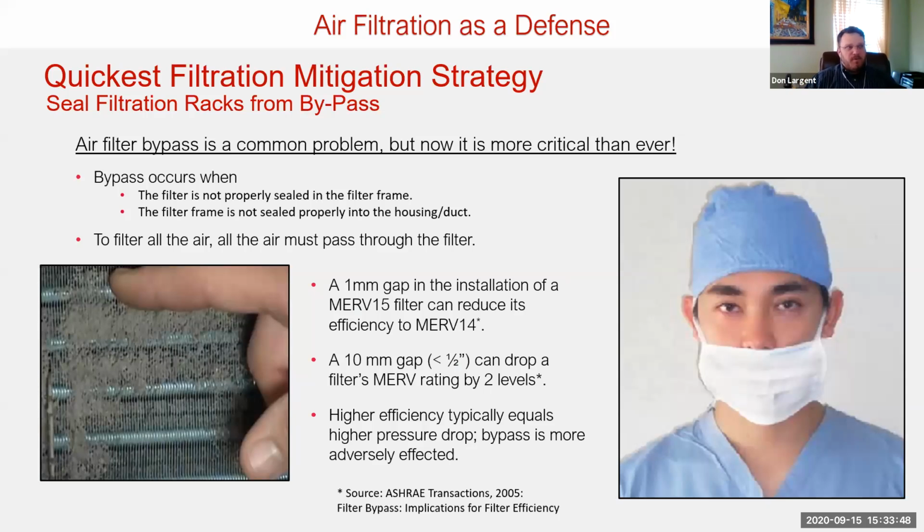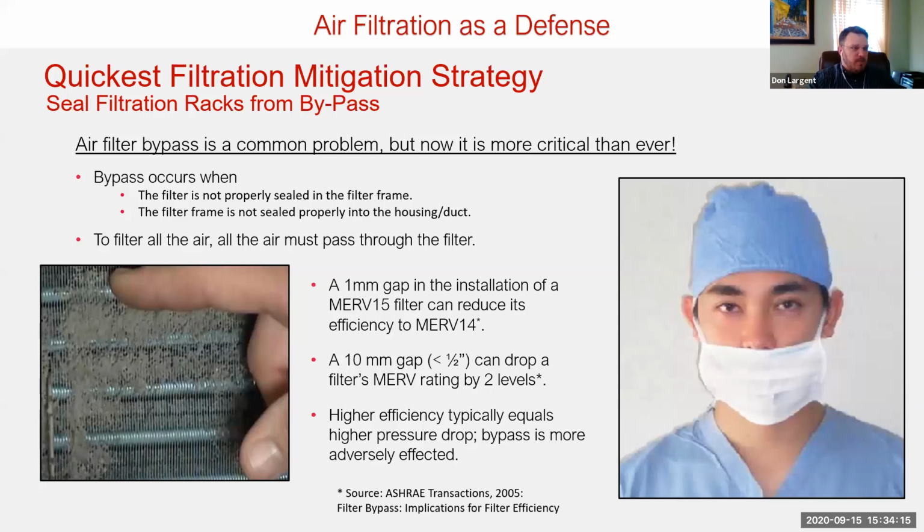A 1 millimeter gap around a MERV 15 filter can reduce its efficiency, the system efficiency, to a MERV 14. And again, there is no MERV 14 system efficiency, but it would be equivalent to a MERV 14 filter. A 10 millimeter gap, or less than half an inch, can drop a filter's or the system's MERV rating by two levels. This was a study that was done by ASHRAE about 15 years ago.